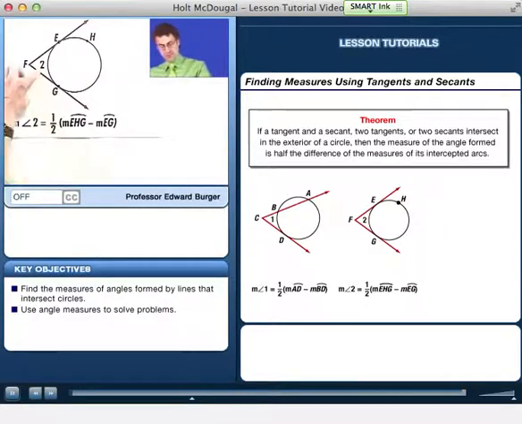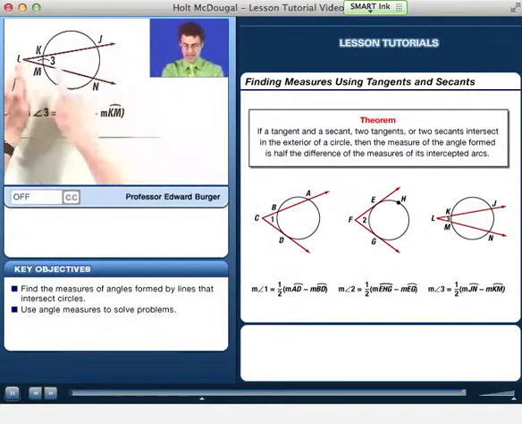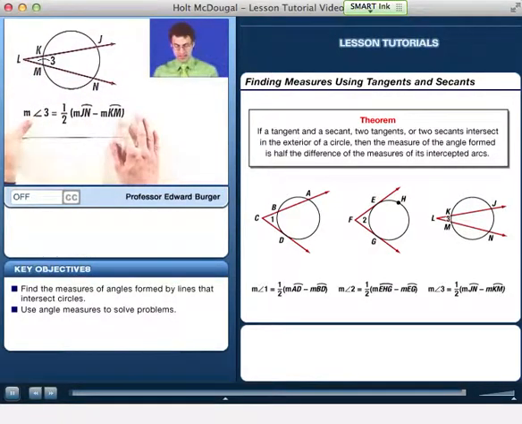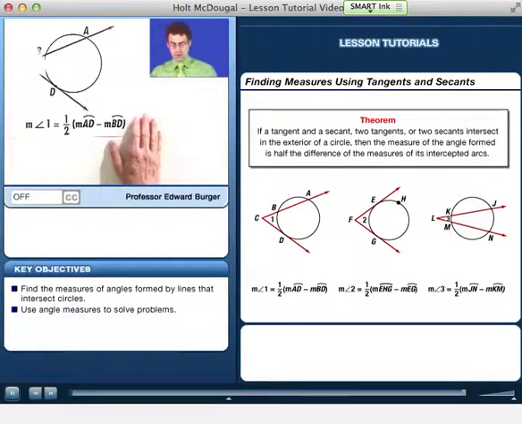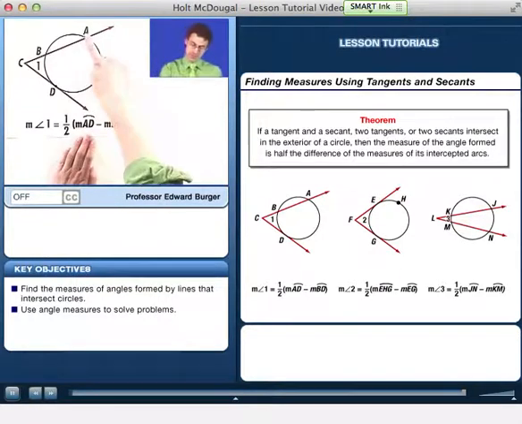In fact, this holds even if both lines were secant lines. For example, suppose I have these two secant lines that intersect at L, making an angle that I'm going to call 3. You can compute the measure of angle 3 by the exact same principle. We take 1/2 the measure of this outer arc minus the measure of the inner arc. So it doesn't make a difference whether we have two secant lines, two tangent lines, or both a secant and a tangent line. The exact same formula holds. We take 1/2 the measure of the outer arc minus the measure of the inner arc.